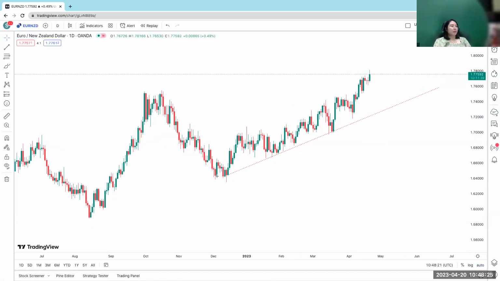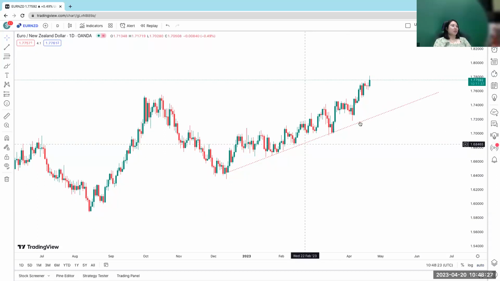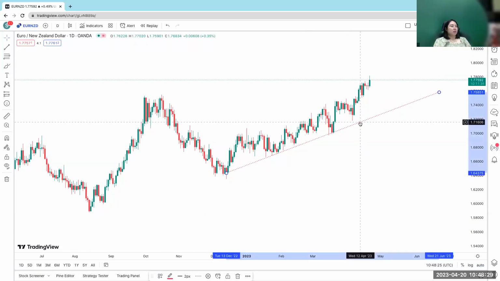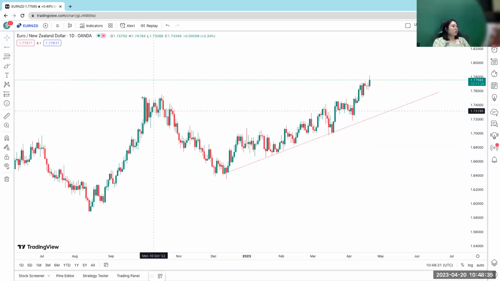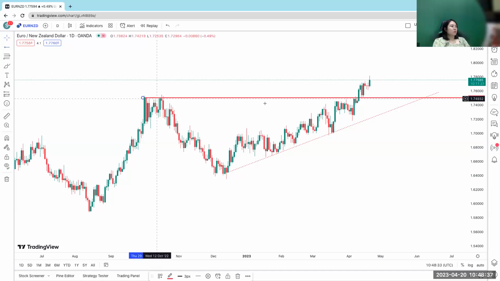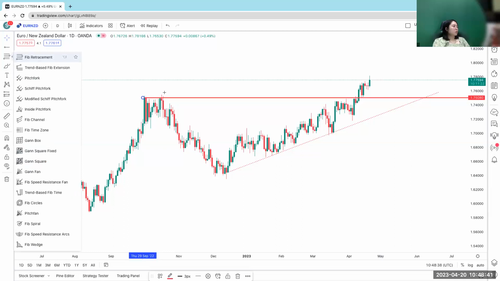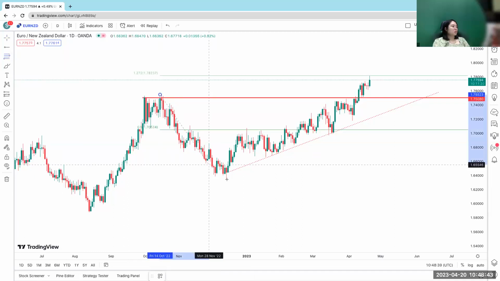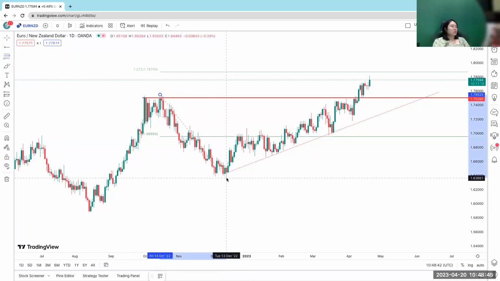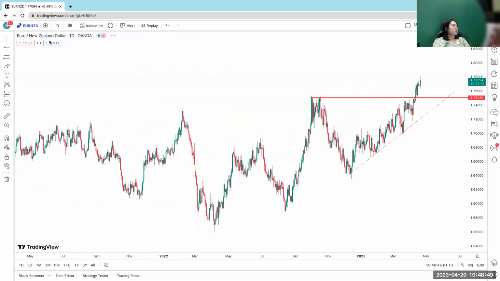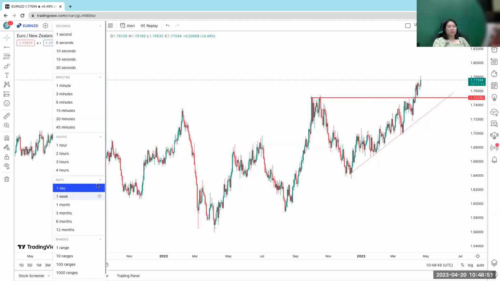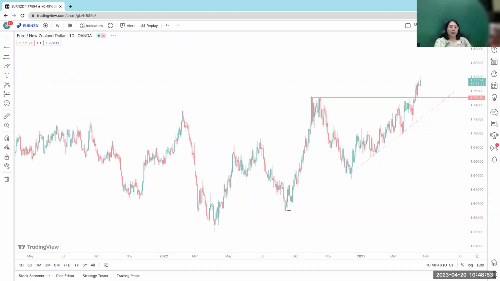Price is definitely moving in an uptrend. There's a very nice trend line here. Okay, let me look for horizontal levels. Okay, not there yet. I need to go to the weekly time frame because the daily time frame is not telling me any structure.